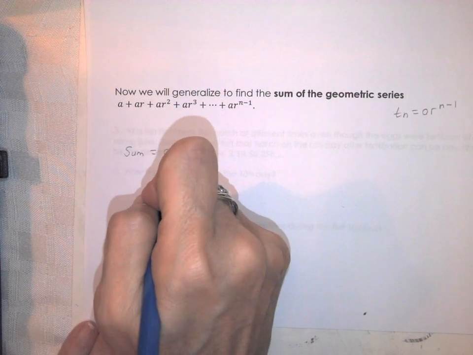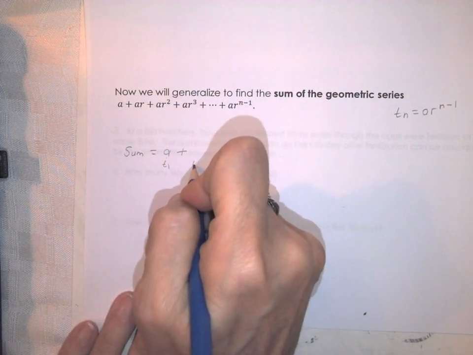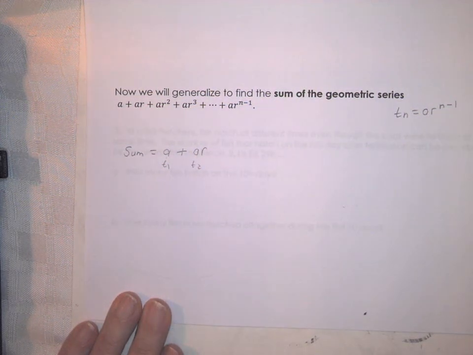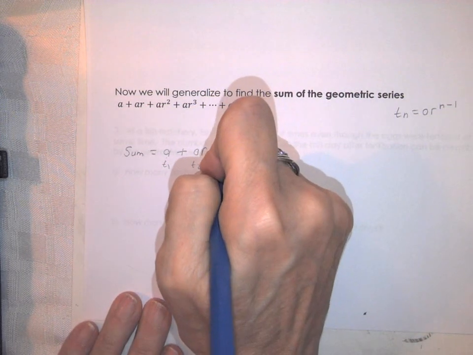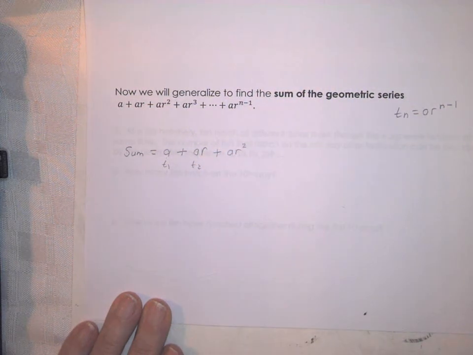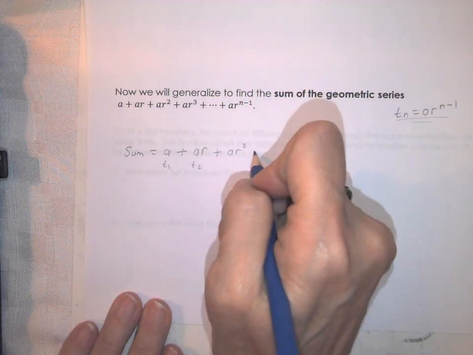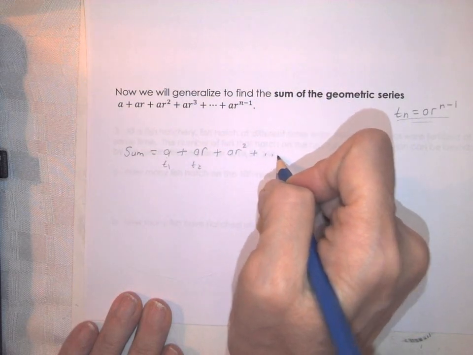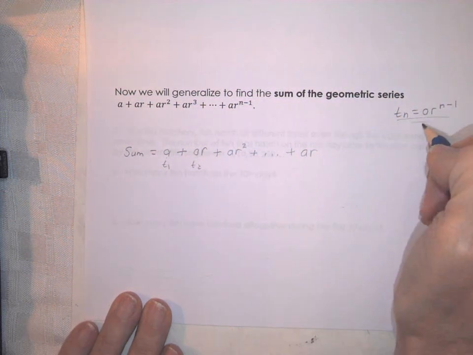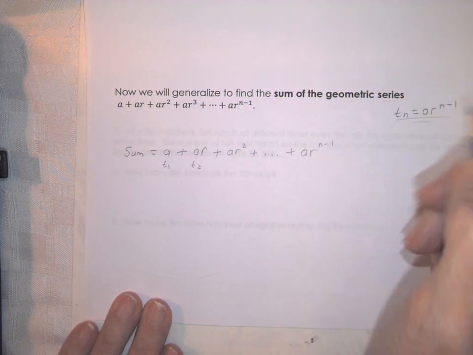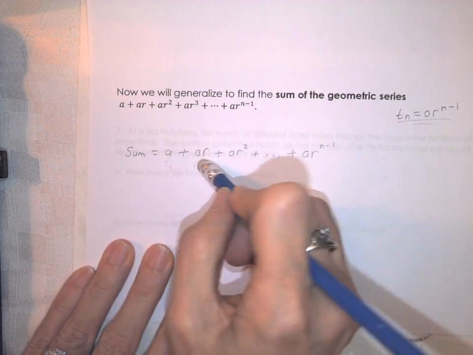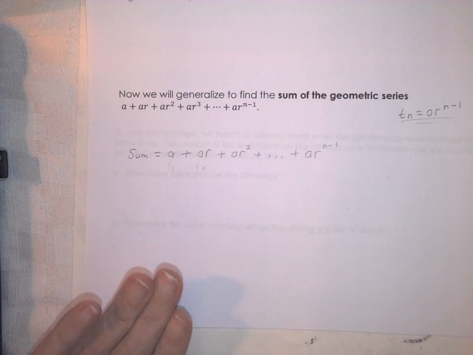Term 2 would be A times R to the 2 minus 1, which is just 1, plus A times R to the 3 minus 1, which is 2. Okay, so we're following that pattern. Plus ... plus eventually the last term we know is A times R to the n minus 1. That's the sum of the first n terms of a geometric series.